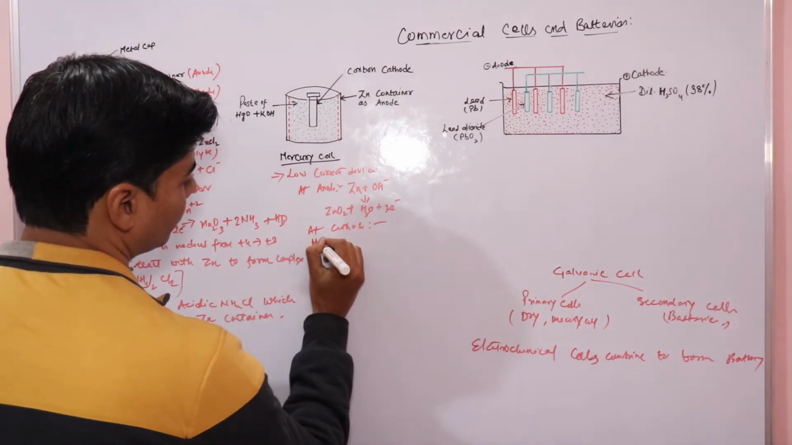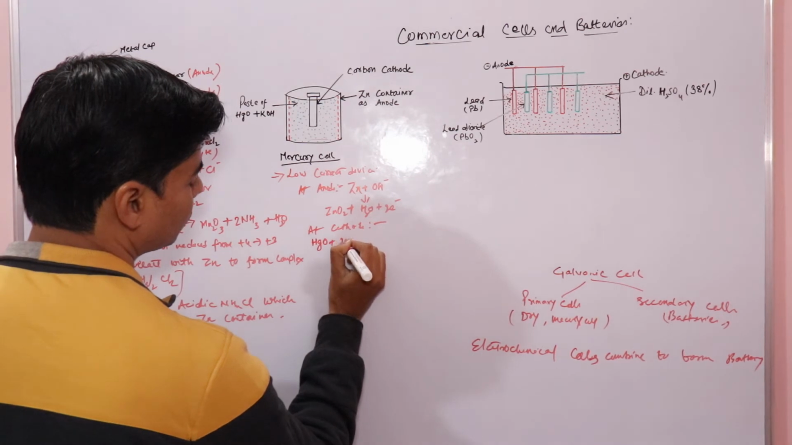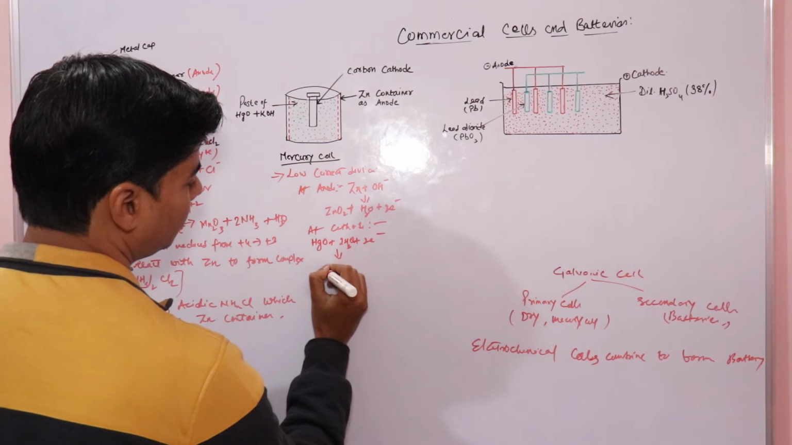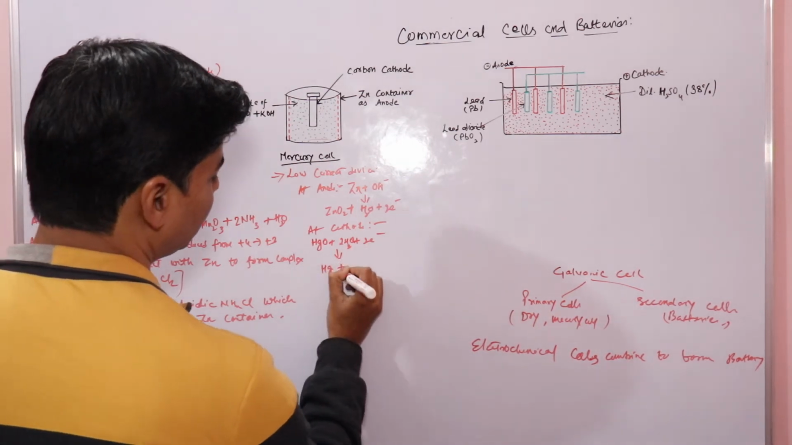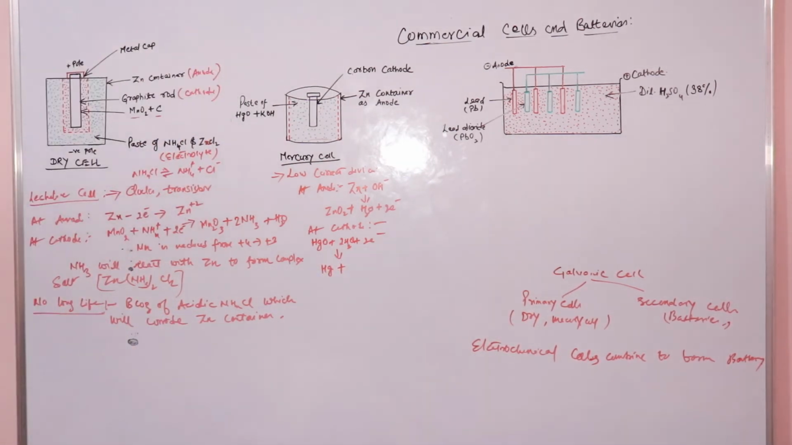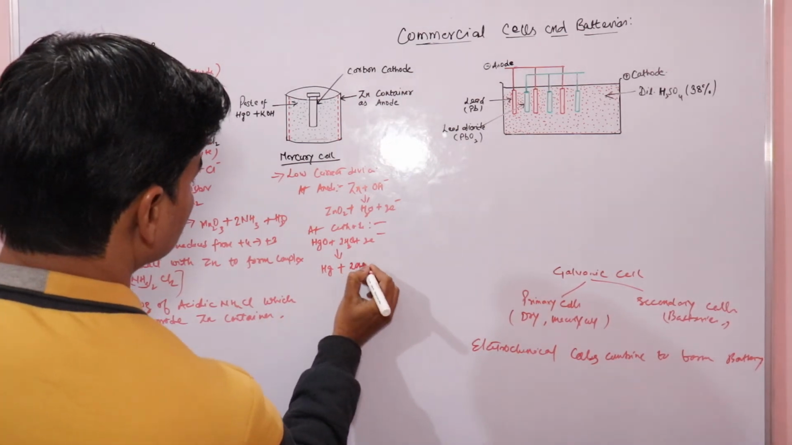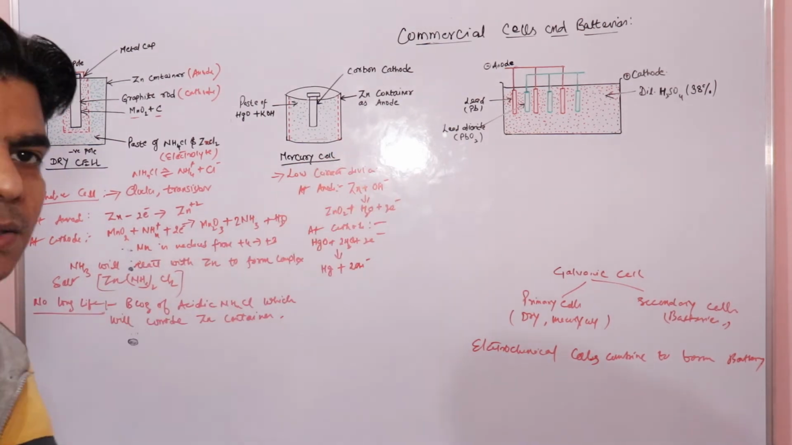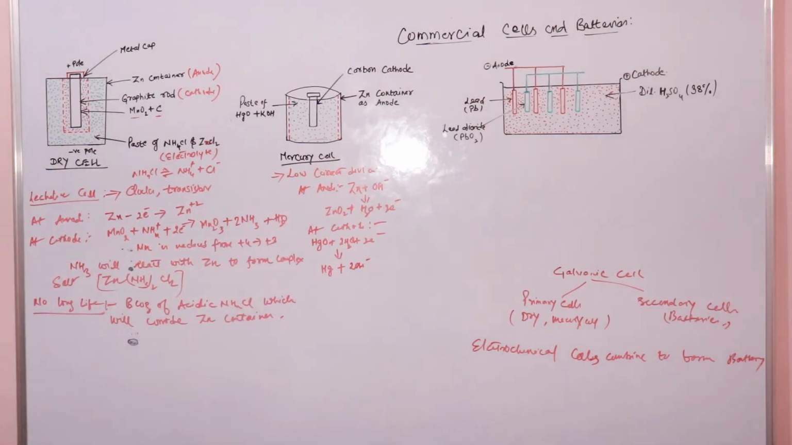Mercuric oxide plus water plus 2 electrons will form mercury plus 2 OH⁻ ions. 2 OH⁻ ions will be released. This is the reaction that will take place at the cathode in the mercury cell, which is also known as the Ruben-Mallory cell.